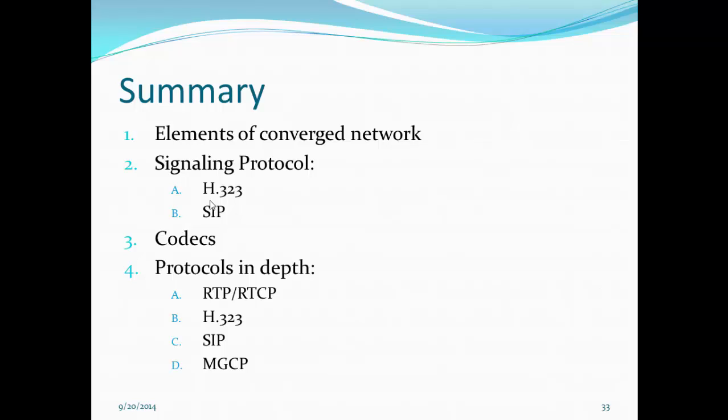So in this chapter we have discussed the elements of converged networks, the different types of signaling protocols, H.323 and SIP, and the different kinds of codecs: G.711, G.722, iLBC, and G.729. Then we talked about protocols in depth, such as RTP, RTCP, H.323, SIP, and MGCP.